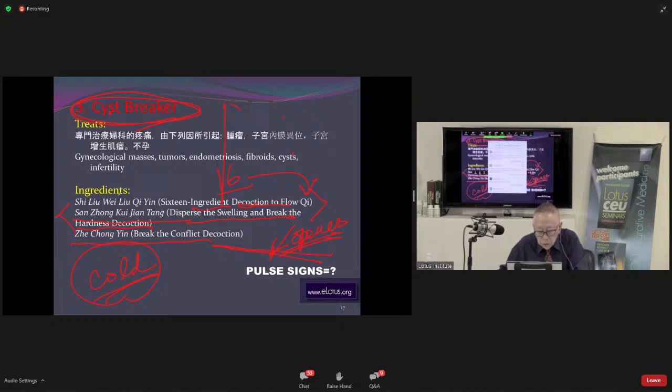Is there a limit to how large a cyst can be? Nope. I've used it on a patient for years. Oh, 6 inches? Oh, that's pretty big. Do you add 少腹逐瘀汤 to it? Yes, I do. For infertility, for how long will the person need to take this?